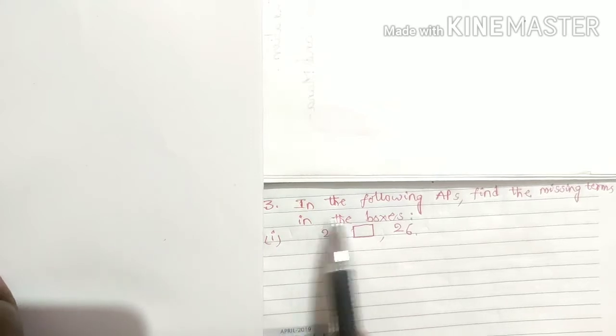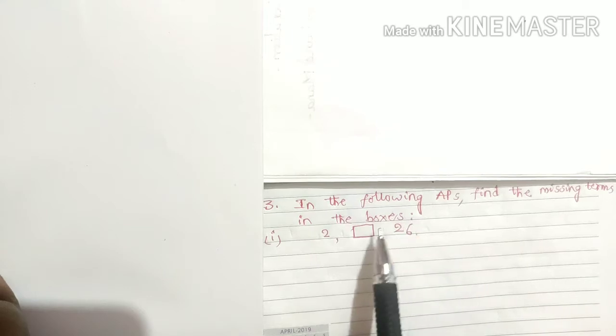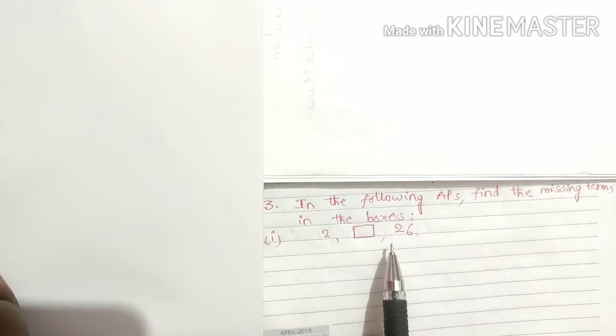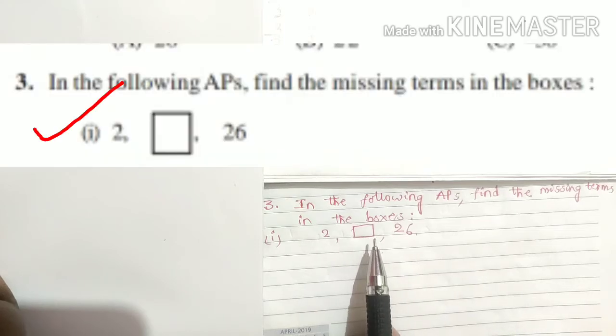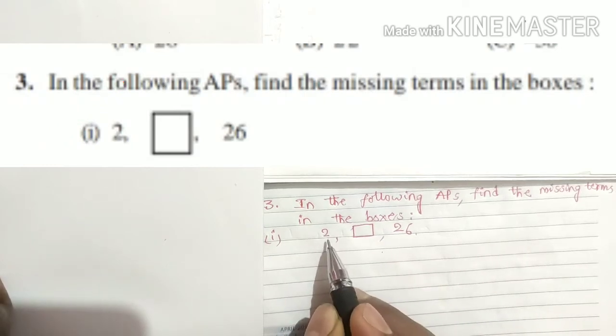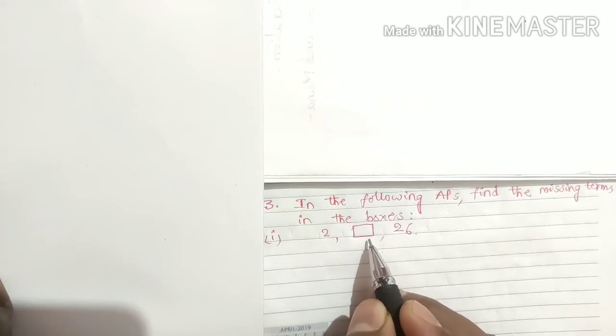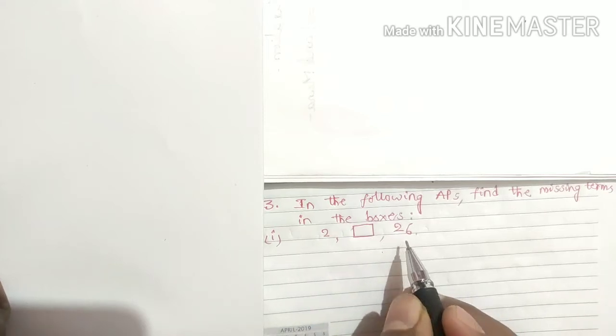Question number 3. In the following APs, find the missing terms in the boxes. Some arithmetic progressions are given to us. Some terms are missing, which are represented by a box. So in this box, what will come, that you need to find. Here you observe, the first term is given as 2, the second term is missing, the third term is given as 26.